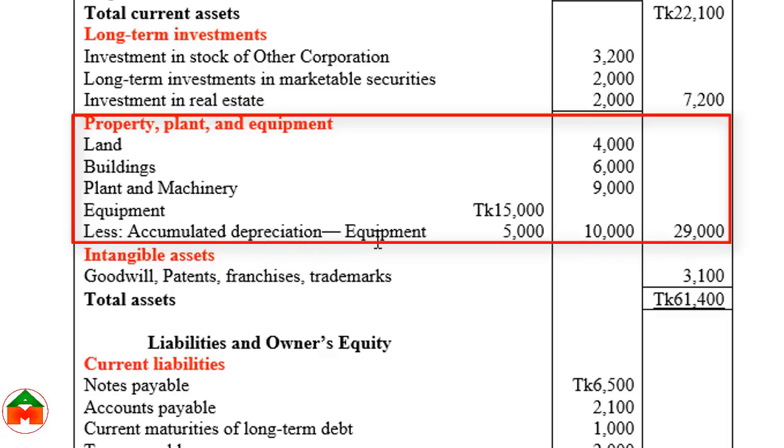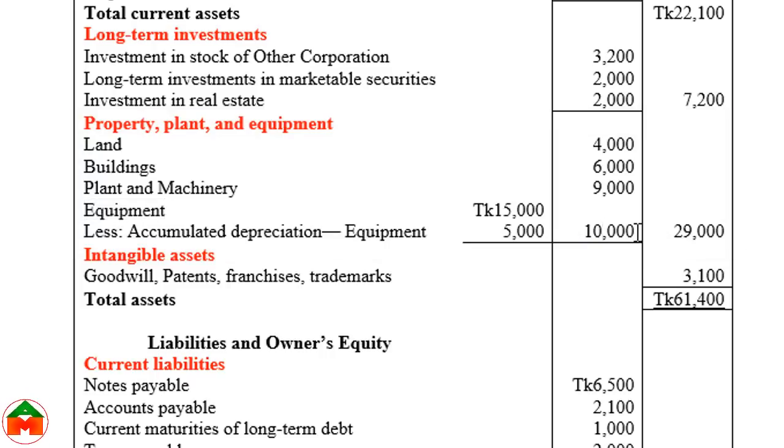Accumulated depreciation is a contra asset of equipment, which should be deducted from equipment. If we deduct this 5,000 as accumulated depreciation, the contra asset of equipment, we will reach the final value of equipment, which is 10,000. This is the book value of equipment.